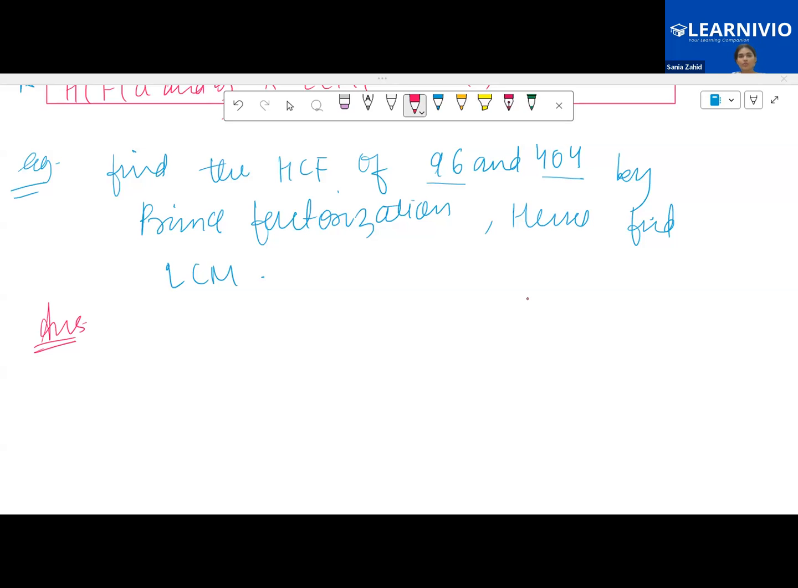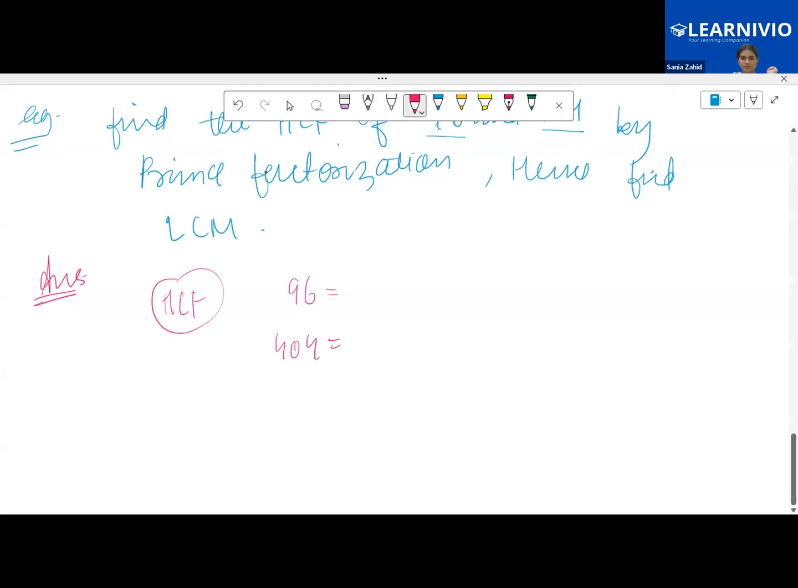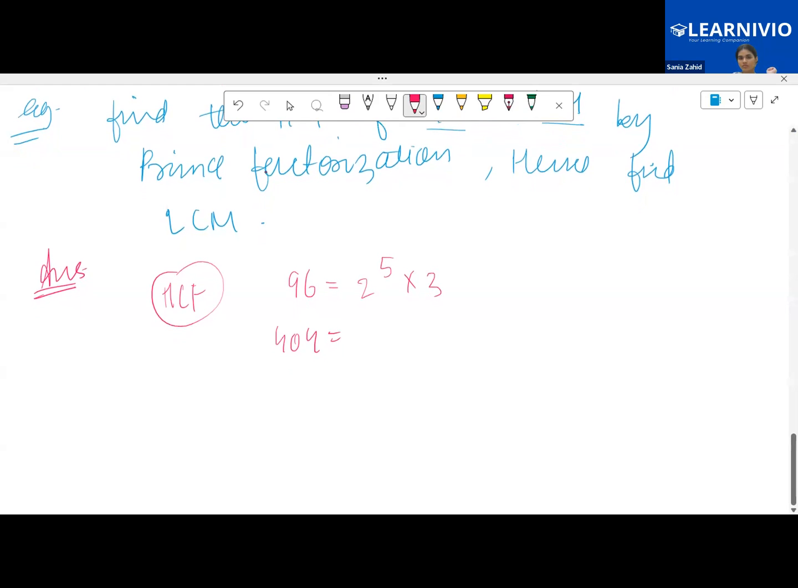Okay, so first of all, how do you find the HCF of 96 and 404? We did the prime factorization, and then the least degree that came was 2 power 2, which is 4. So our HCF was 4. What are the prime factors of 96? 2 power 5 and 3. 2 to the power 5 into 3, okay, and 404? 2 to the power 2 into 101.